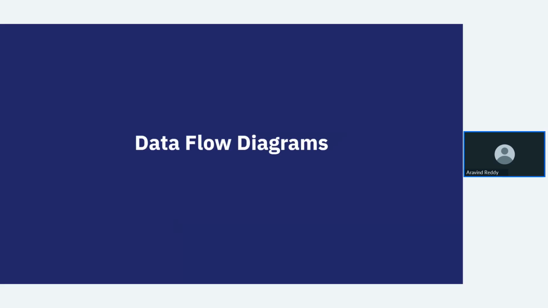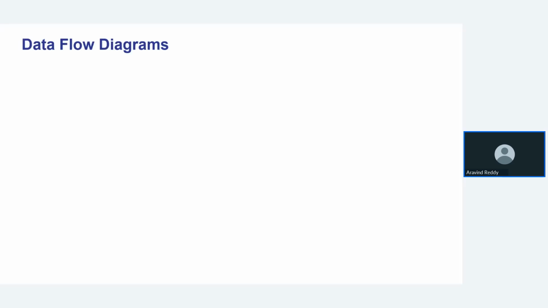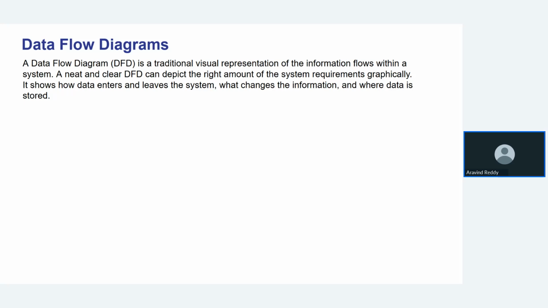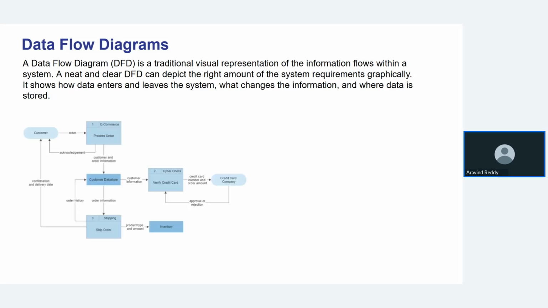Okay. Next, data flow diagram. So we'll go through this data flow diagram. This is another part of phase 2 only, the data flow diagrams. How will these data flow diagrams generally work and what is the use of this? Using this data flow diagram, you'll understand how these are generally going to work. A data flow diagram is a traditional visual representation of information flow within the system. A neat and clear DFD displays the right amount of system requirements graphically. It shows how data enters and leaves the system.